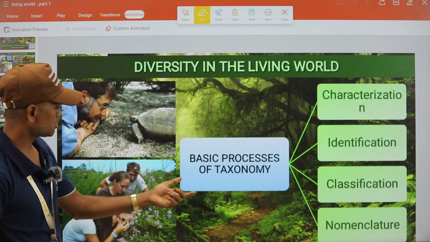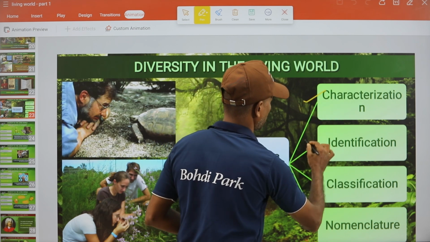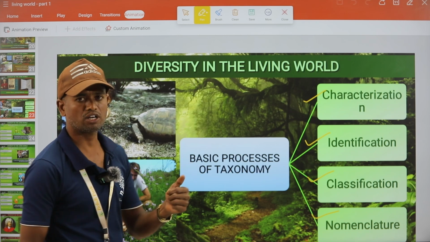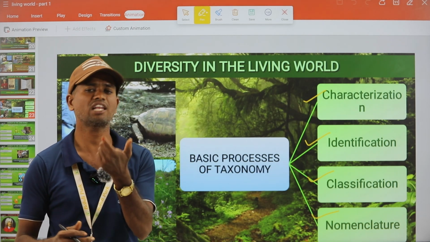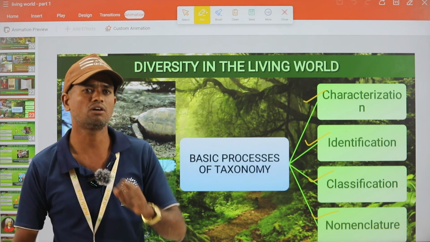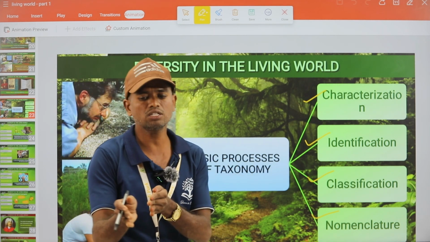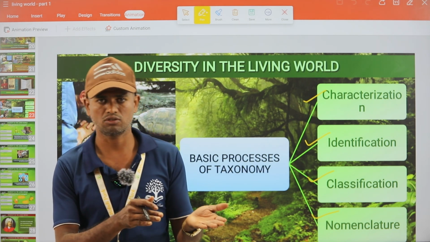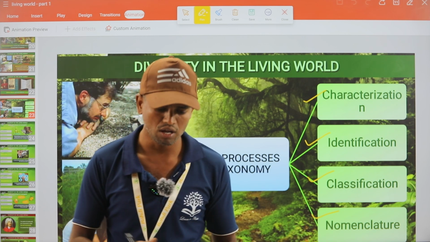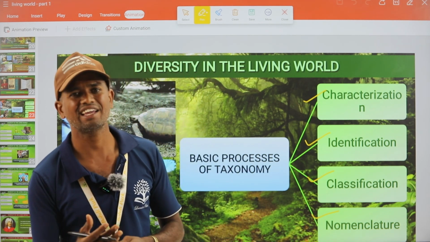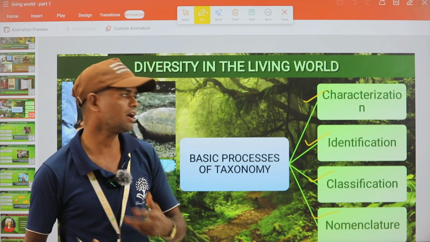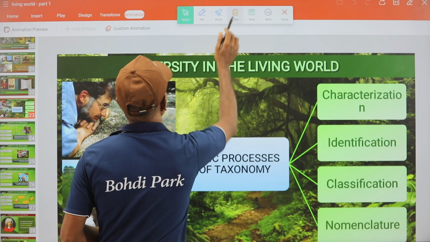So what are the basic processes of taxonomy? Characterization, identification, classification, nomenclature. Characterization: what salient features do they have? Then identify what it is made up of, how it is present. Classification: whether it is prokaryotic or eukaryotic, and systematic classification into kingdoms: Monera, Protista, Fungi, Plantae, Animalia, various types of classification. Nomenclature: you know that naming the organism is very, very essential in biology.